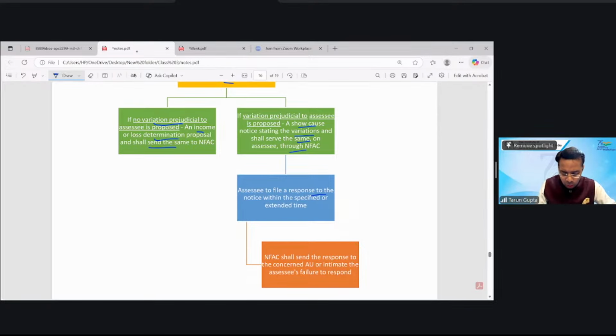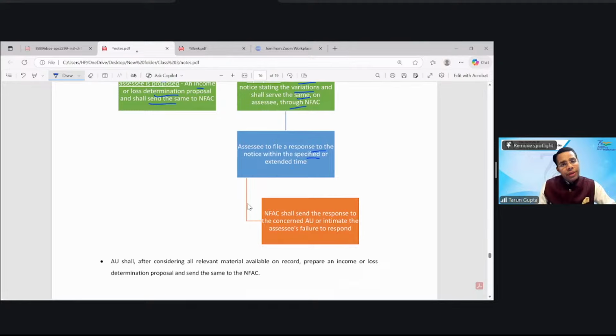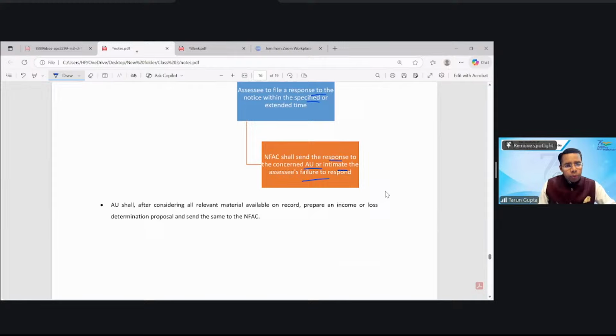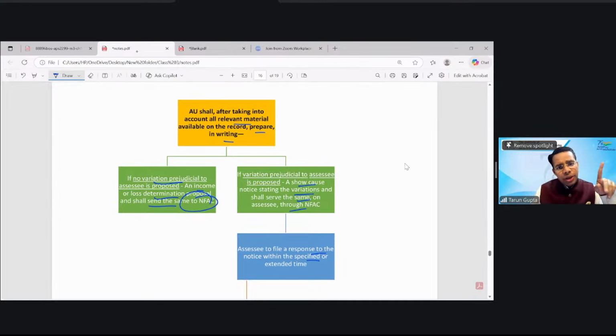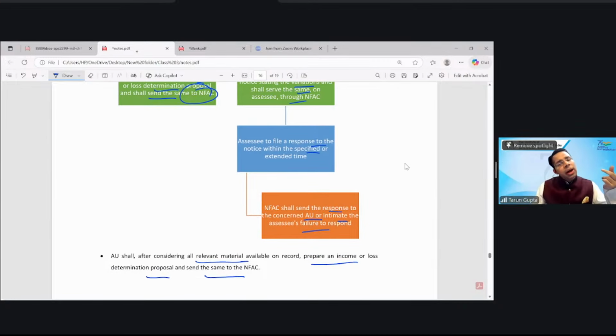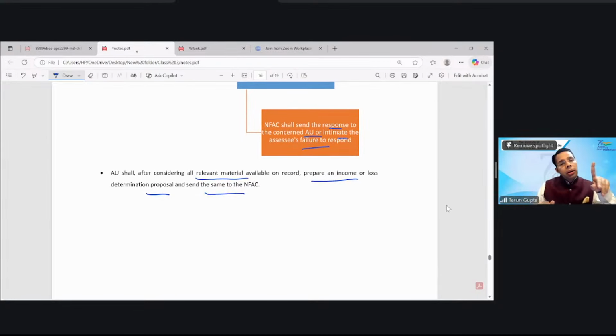The assessee is to file a response to the notice within the specified time. NFAC shall send the response to the concerned AU or intimate the assessee's failure to respond. Once the AO has submitted a draft proposal, then the AO shall, after considering all relevant material on record, prepare an income or loss determination proposal and send the same to NFAC. So if the AU has not proposed any addition, he will submit the proposal to NFAC. If he has proposed the addition, he will issue a show cause notice through NFAC and the assessee will reply. After considering the reply, he will prepare an income or loss proposal, which he will submit to the NFAC.